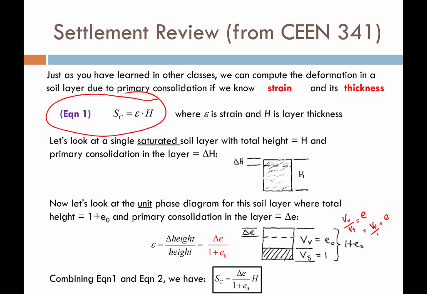So we're going to call this equation up here equation 1. And down here, the change in void ratio divided by 1 plus the original void ratio, this is the same as the change in height divided by the original height of the soil. This is what we're going to call equation 2. If we combine these equations and plug that strain from equation 2 into equation 1, we end up with this governing equation down here at the bottom, where the settlement for the layer is equal to the change in the void ratio divided by 1 plus the original void ratio times the thickness or the height of that soil layer.